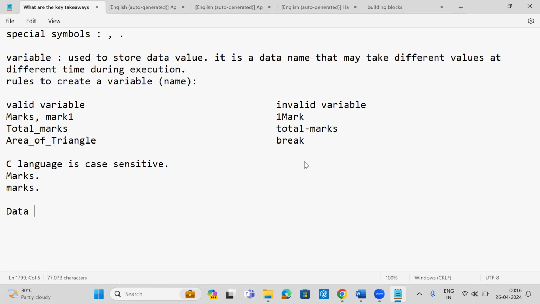Now we will discuss data types. So what is a data type? As the name says, these are the types of data. You will use data many times in a program. The data will be of different types. Numbers are a type of data. Strings are a different type of data. Characters are a different type of data. So all these are different types of data.